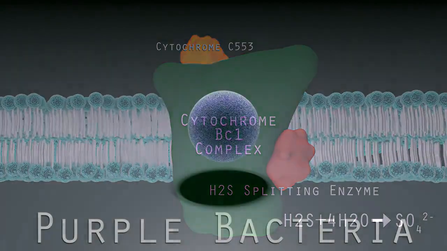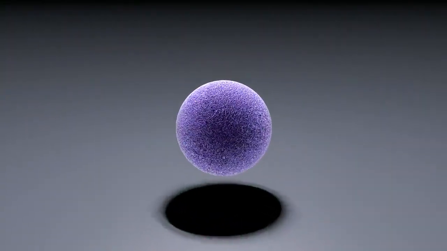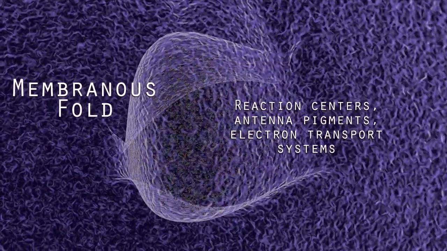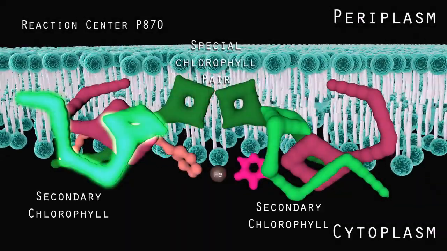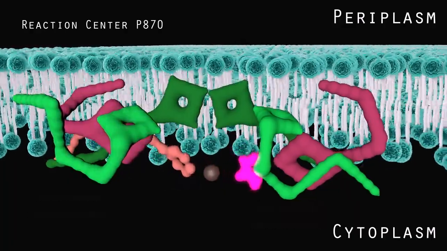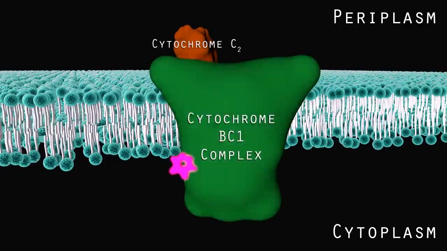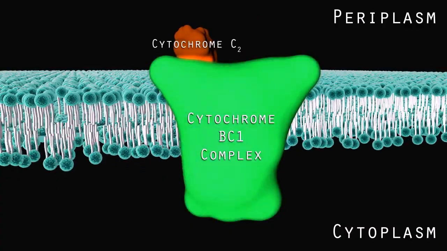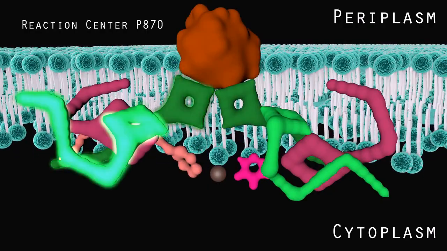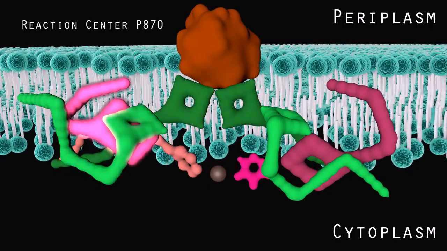Purple bacteria do not have specific photosynthetic structures. Rather, the photosynthetic components freely float in a membranous fold. Light is absorbed into reaction center 870, causing an electron to be transferred down a series of electron acceptors to a quinone. The quinone then passes the electron to a cytochrome BC1 complex, then cytochrome C2, which finally returns the electron to the reaction center to recycle the sequence.